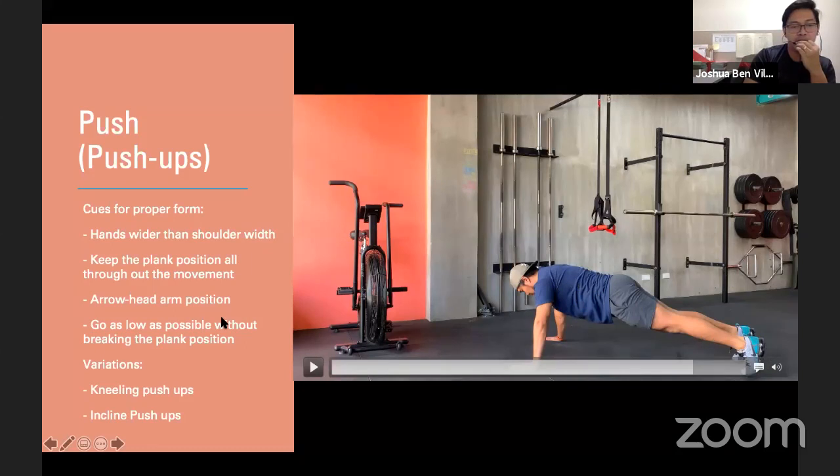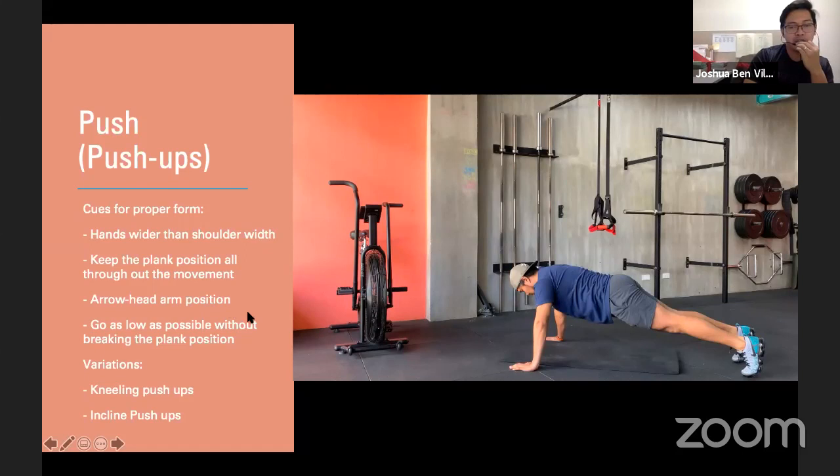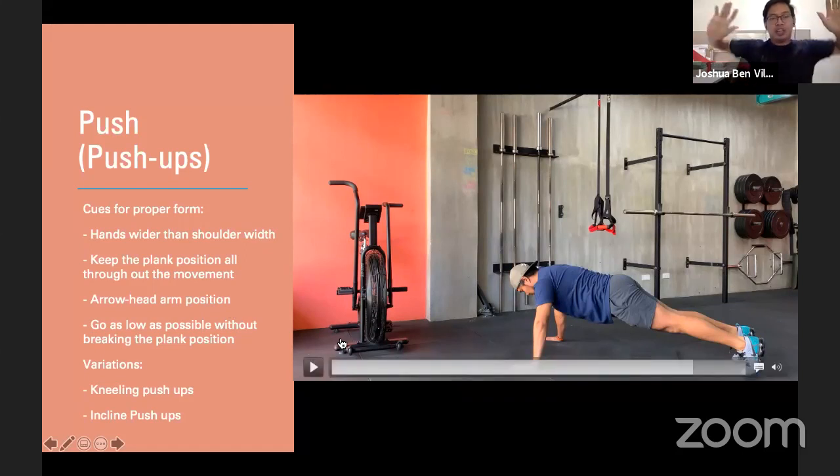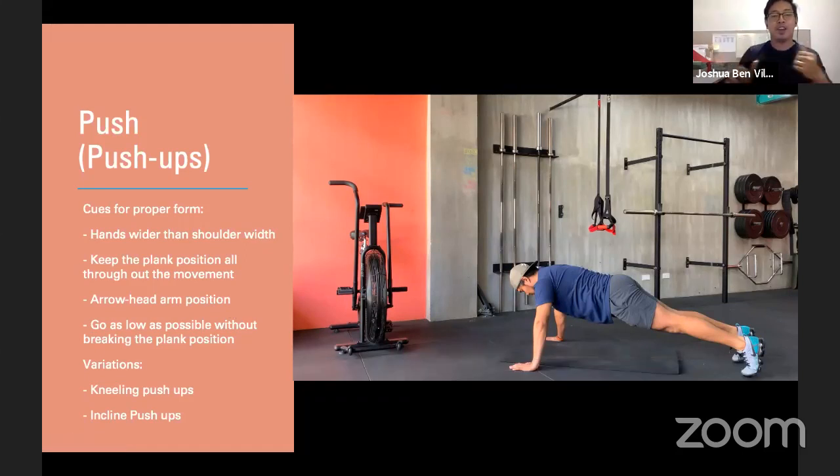It's a plank position. Arrow arm position. Okay, hindi yung naka-T. Ito yung letter T. Ito yung arrow arm. Okay? Go as low as possible without breaking the plank.